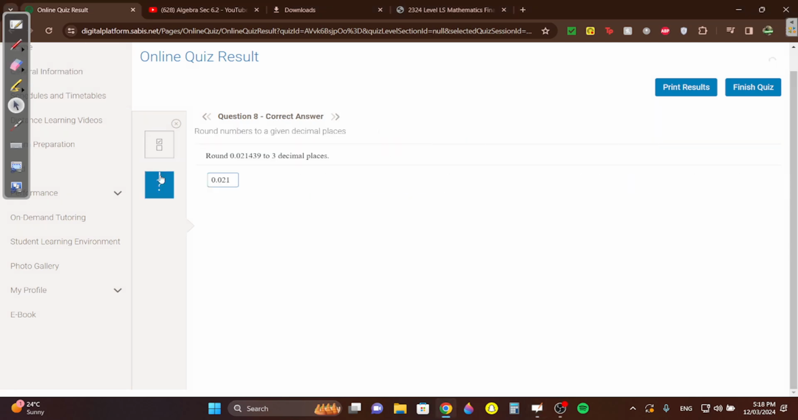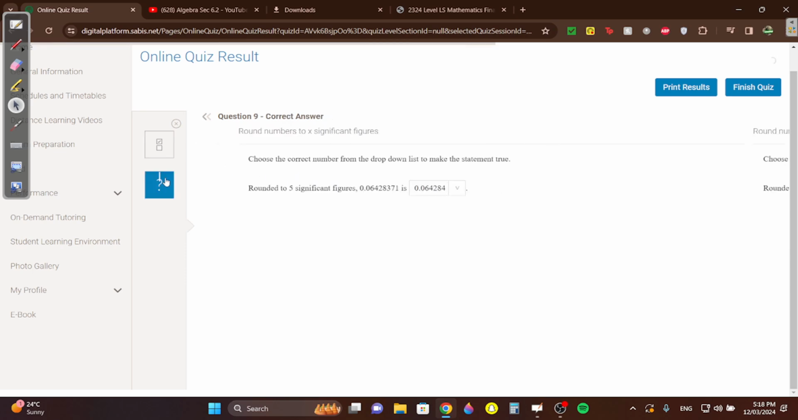Question 8. Round this to 3 decimal places. This is 1 decimal place, 2 decimal places, 3 decimal places. It's going to become 0.021. Pay attention. Decimal place and significant figure are not the same thing. Decimal place is how many spots after the decimal point. Significant figures is just how many numbers. So here, 5 significant figures.